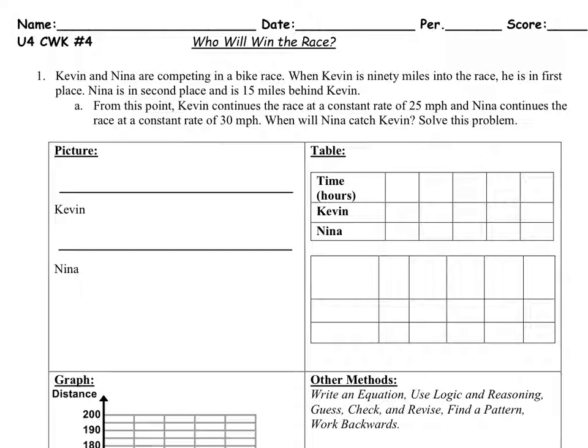Kevin and Nina are competing in a bike race. When Kevin is 90 miles into the race, he's in first place.